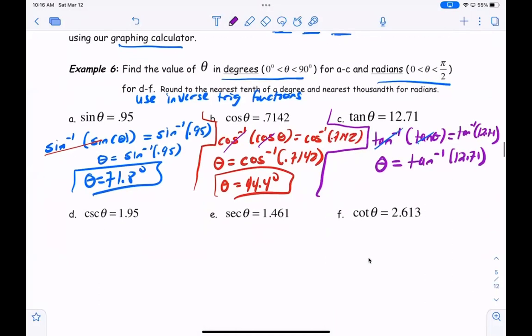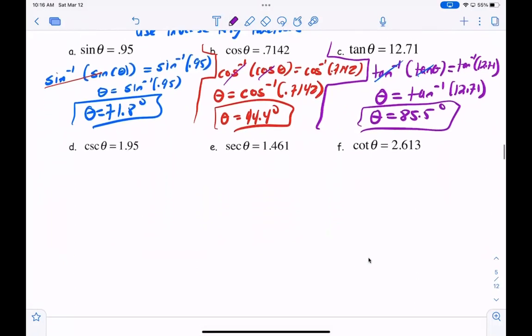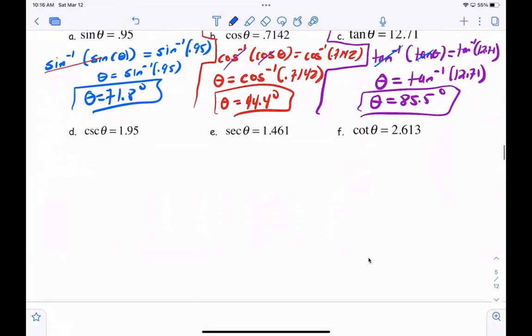Okay, so here we got theta is equal to 85.5 degrees. For these next three problems, let's do all the work in the notes, and then we'll do all the computations on the calculator. So we don't have to switch back and forth so much. Okay, so now we're doing reciprocal functions. What about them? We can still use the inverse reciprocal functions the same way to undo them.